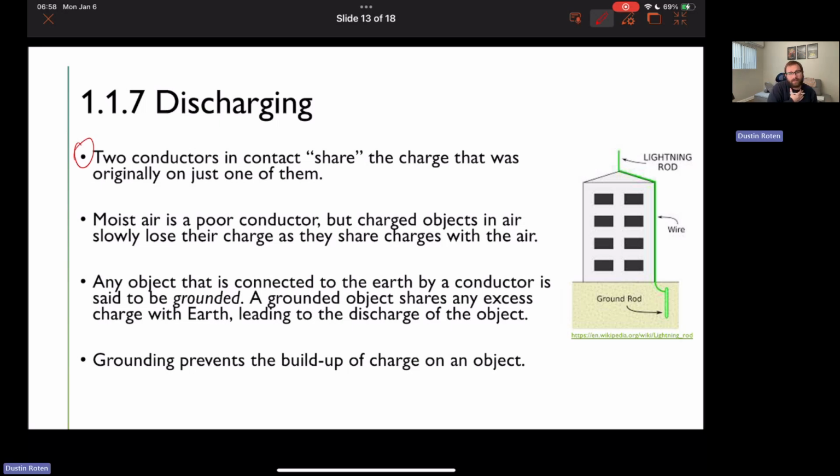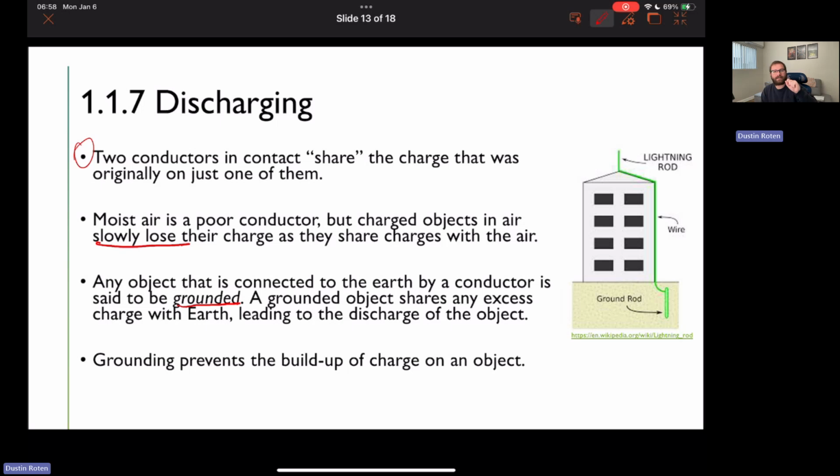Okay, so it turns out that moist air is a poor conductor, but it's conductive enough that a charged object will actually slowly lose its charge just because it's in contact with the air over time. Another way to discharge is actually through grounding.